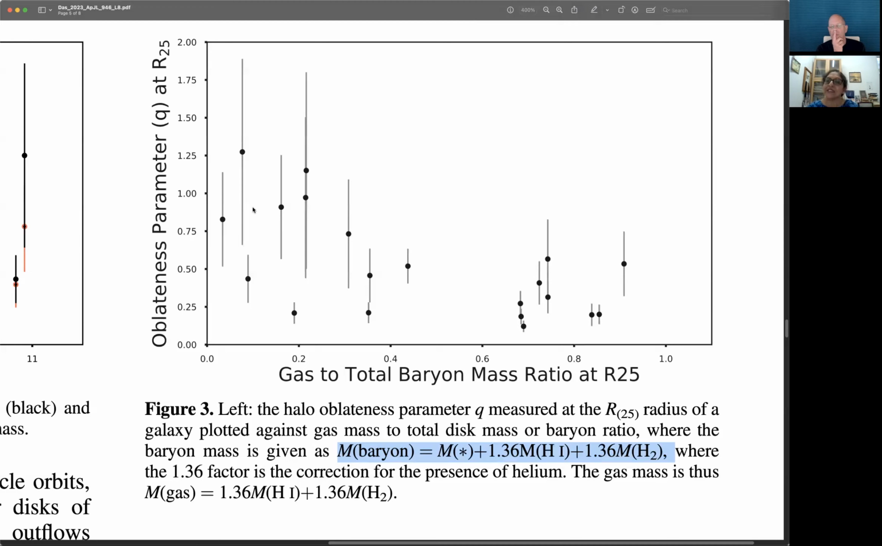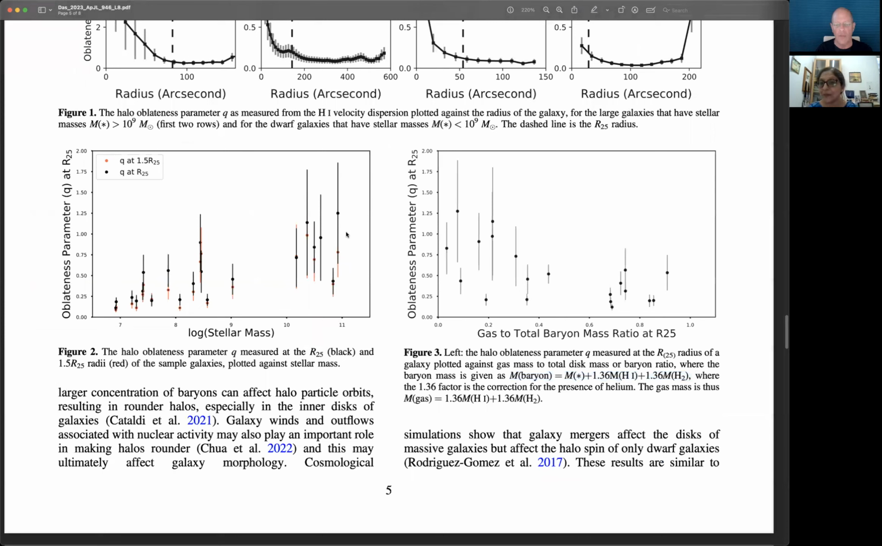But if you look at the stellar-dominated galaxies, where the gas to baryon mass ratio is much less than 0.5, which means the mass of stars is larger than the mass of gas, for those galaxies it's a mixed bag. It can vary from even 1.2 all the way down to 0.2, quite a big range. I felt this was the major result. It showed that the gas-rich dwarf galaxies have a low oblateness, which could be due to higher spin, whereas the stellar-dominated galaxies can have a variety of Q values. This, I think, was our major result.